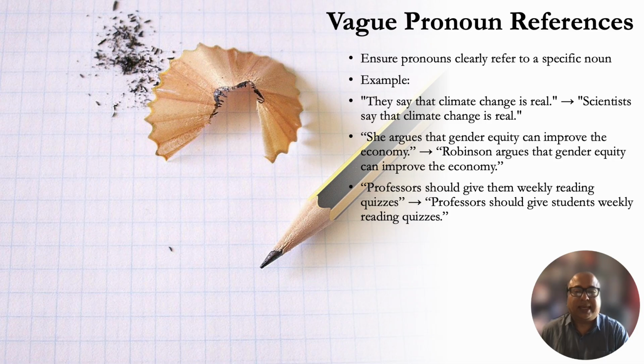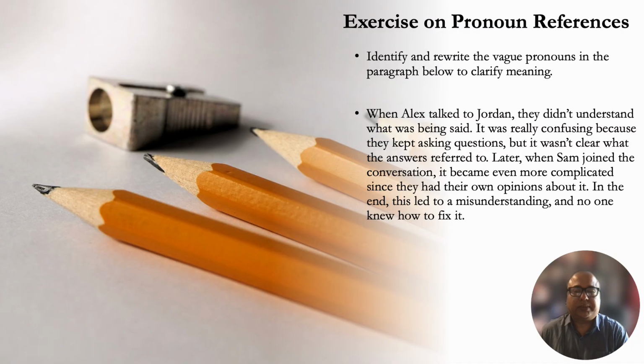So, they say that climate change is real. The reader does not know who they are. So scientists say that climate change is real is clear now. It's very concise, and the reader knows there are some scientists who believe that climate change is here to stay. All right. So there is an exercise again for you to identify and rewrite the vague pronouns.